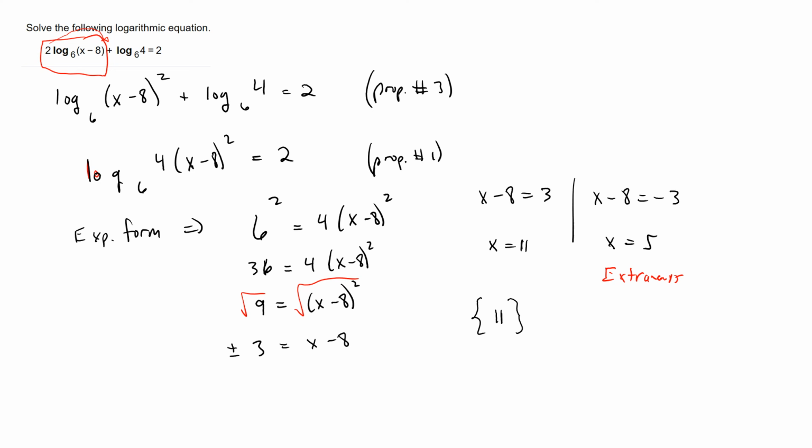Again, the reason why 5 is extraneous is because it's outside of the domain of the logarithm. When I plug 5 in, I'd be logging a negative number, which we can't do.